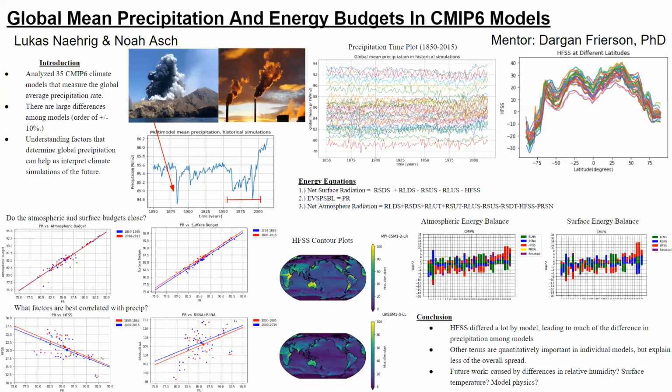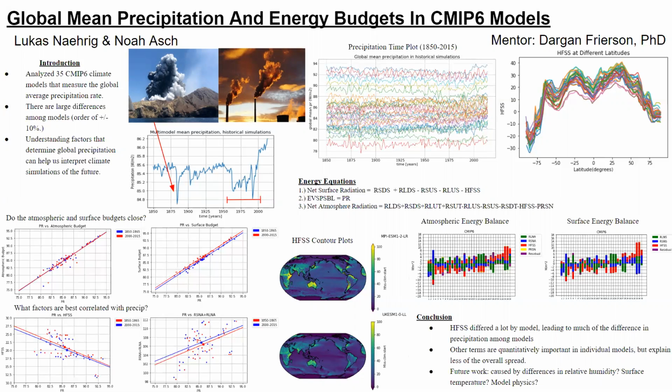Moving to the precipitation time plot, which you can see in the top center of our infographic. This shows the yearly precipitation from each model. Notice that the increase in rainfall for each model is minute relative to the range of the precipitation rate across all models. On the left side of the poster are the scatter plots of the surface and atmospheric budgets.